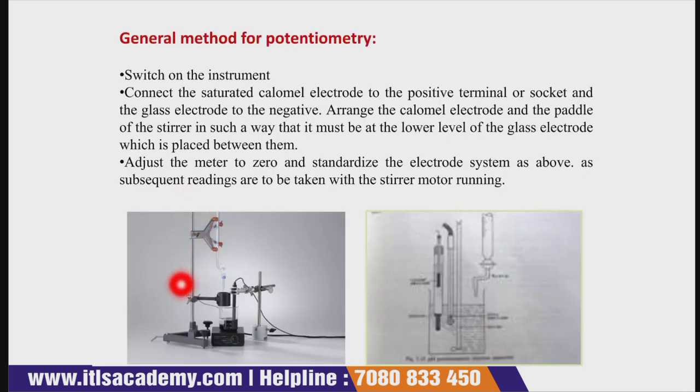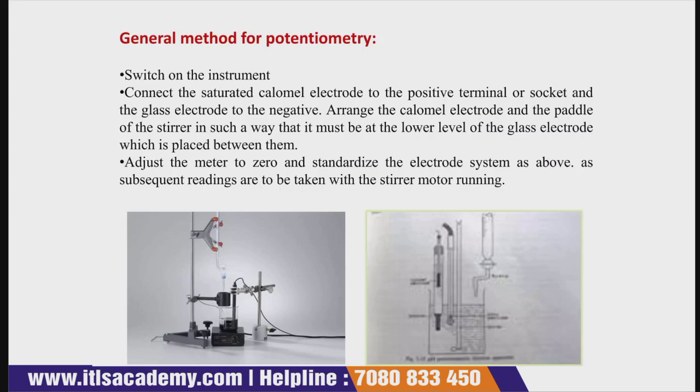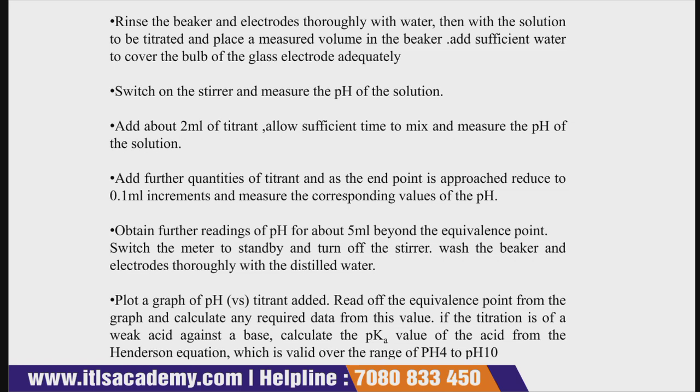As you can see, this is the whole setup for the titration. So you have to fill the beaker with a solution up to a measured volume, and then you have to add sufficient water to cover the bulb of the glass electrode adequately. Means the water should be of sufficient quantity. Why? Because you have to cover the bulb of the glass electrode.